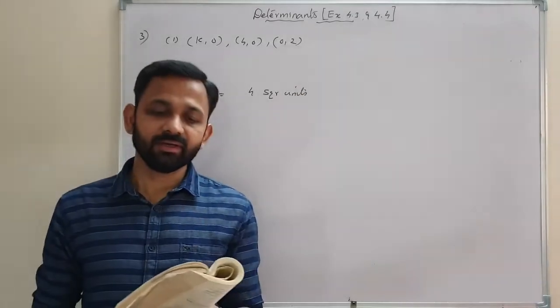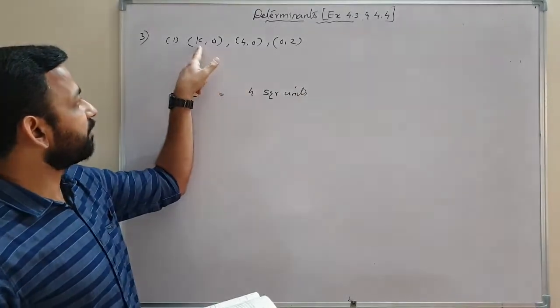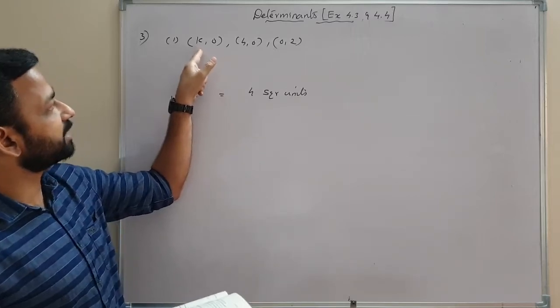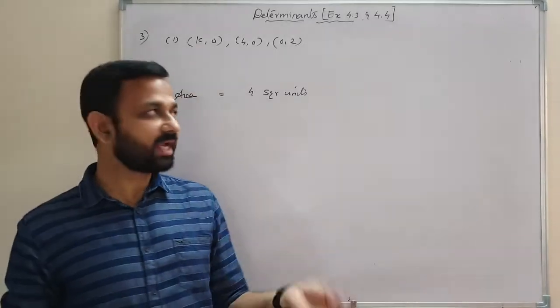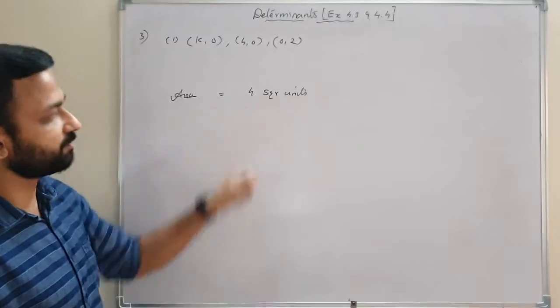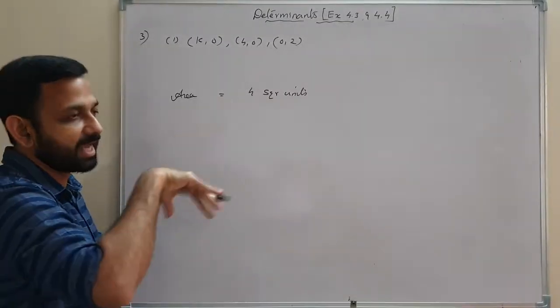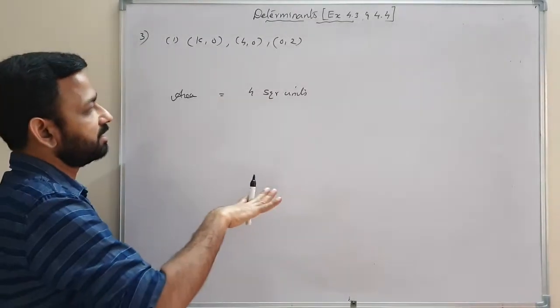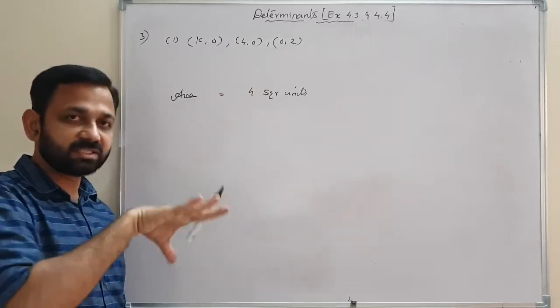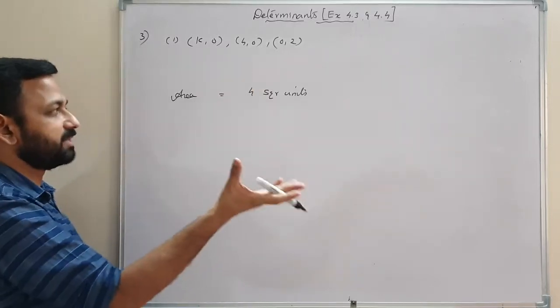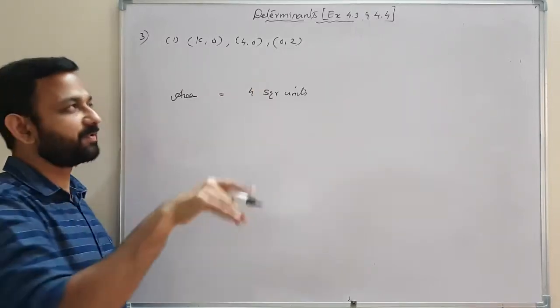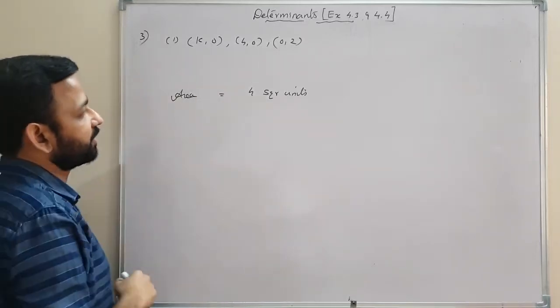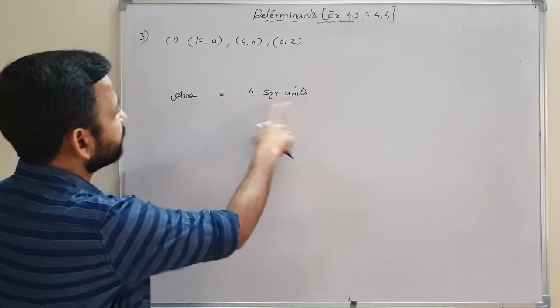Area is given and the coordinates are given, but one point is missing, so we need to find the value of k. If area is given, we need to take plus or minus 4, because that triangle can be in any quadrant but with the same size, same area. So area can be the same but the vertices can be different. That's why we are taking plus or minus 4 here. Area equal to 4 square units.